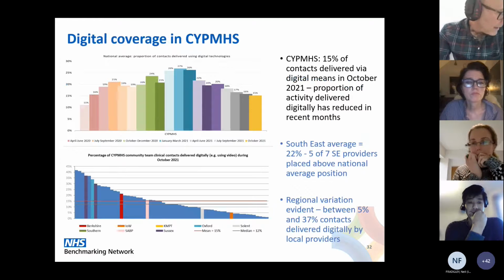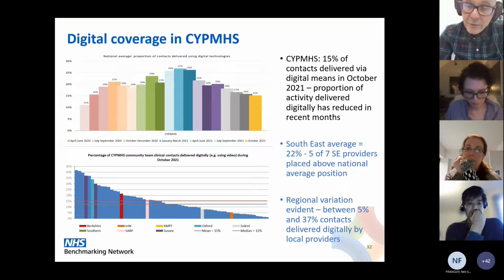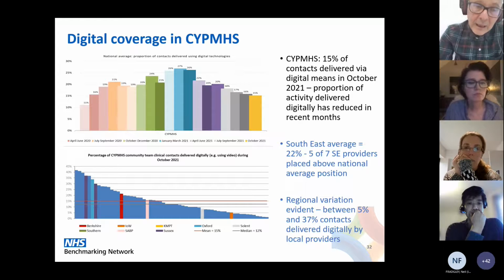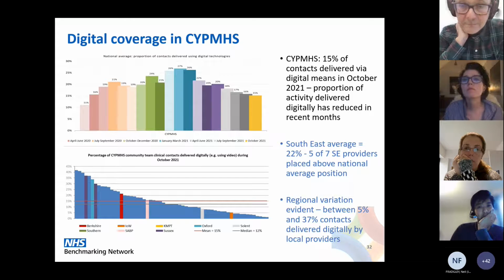So the region, again, is with London the best performing region for digital in CYP, and it's really kept up a very steady digital presence within CAMS. And we've got Sussex, both the Sussex and Hampshire provision, also Oxford Health, who were leading the way there, and Berkshire also very close to that top quartile rate.